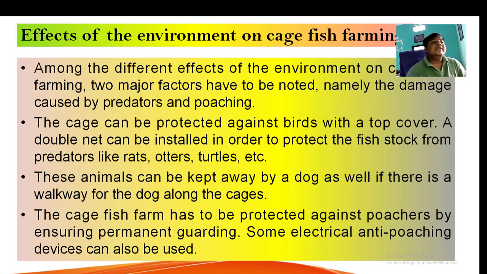Okay, and a double net can be installed in order to protect the fish stock from predators like rats, otters or turtles, etc. Whatever other predator animals there are, no doubt in cages the fishes are freely available, and a number of animals can enter the cage in any way. So you can install a double net in order to protect the fish stock from predators like rats, otters or turtles.